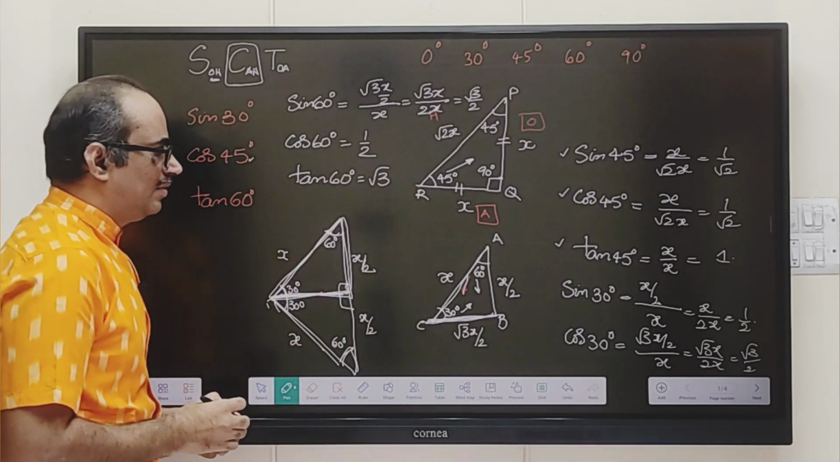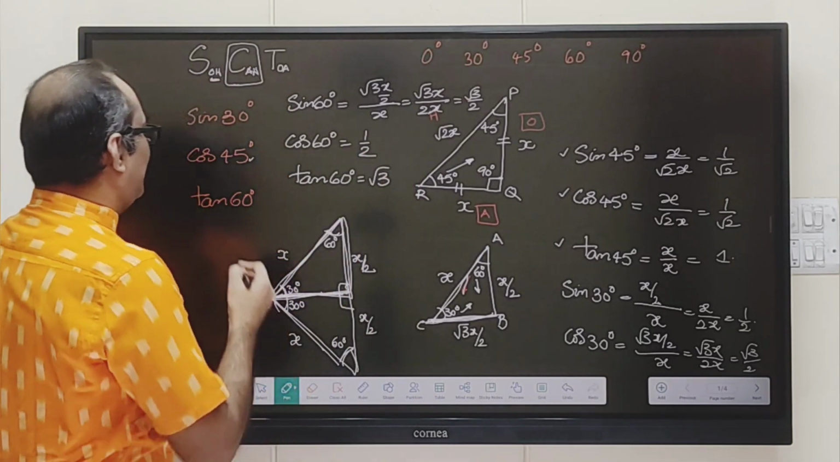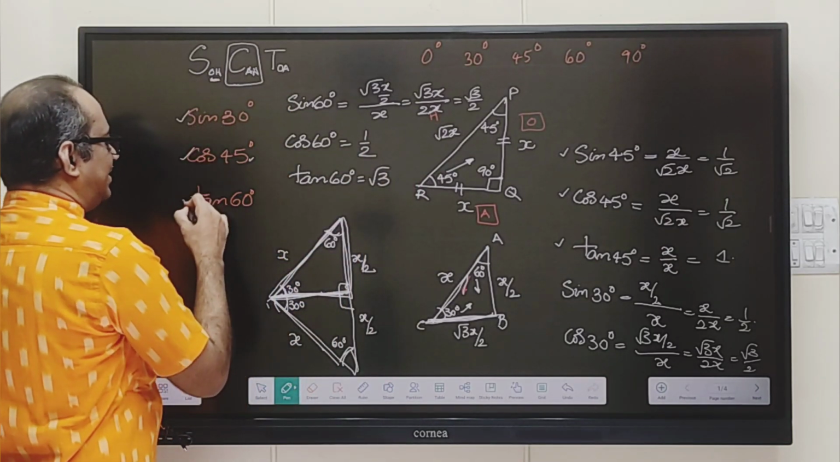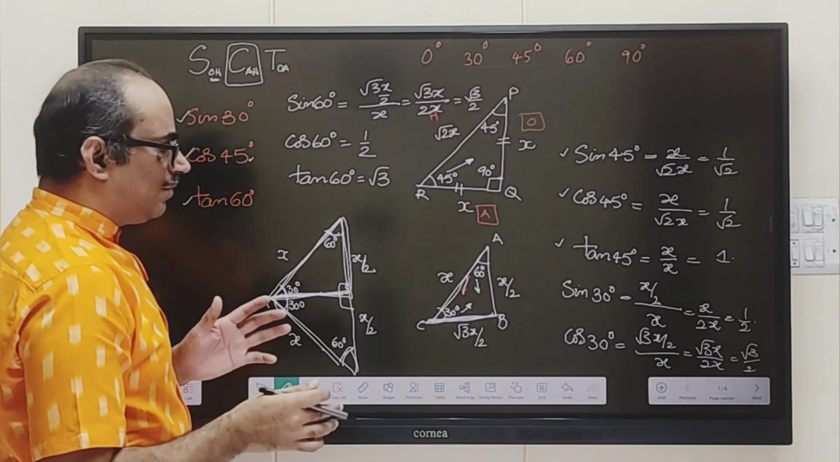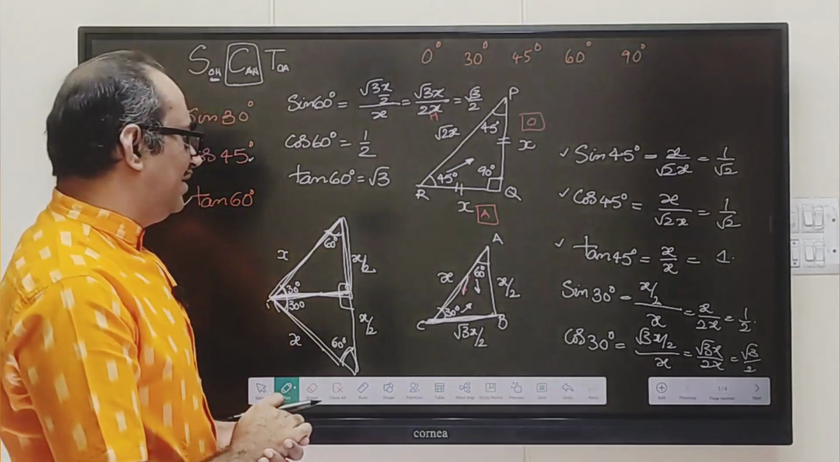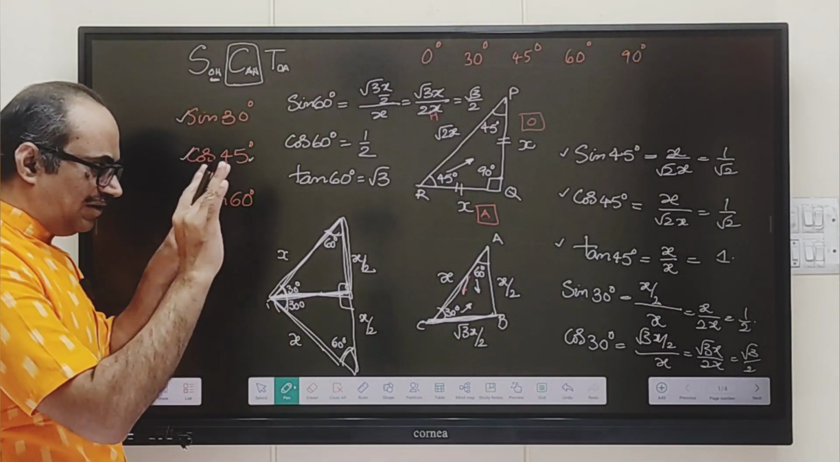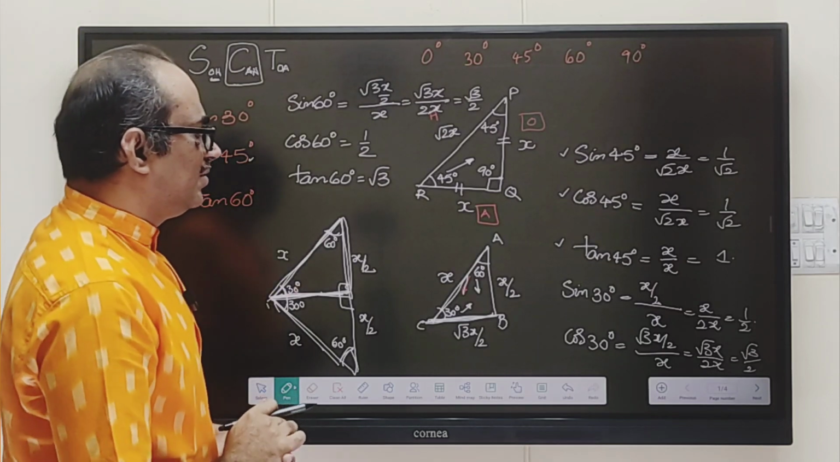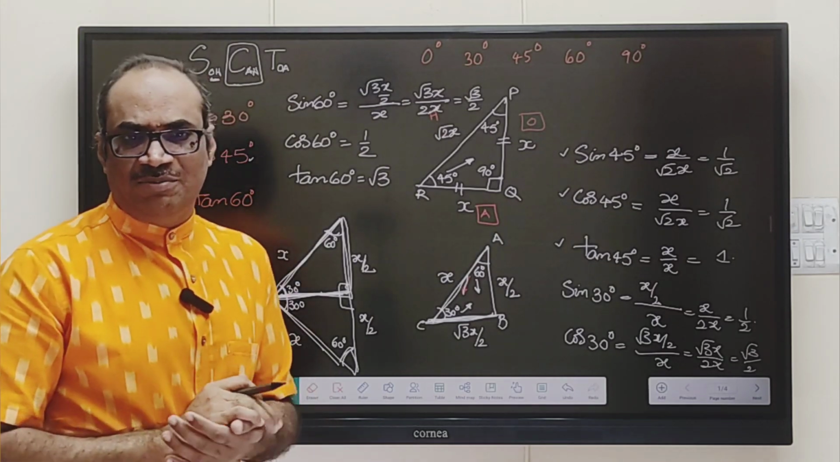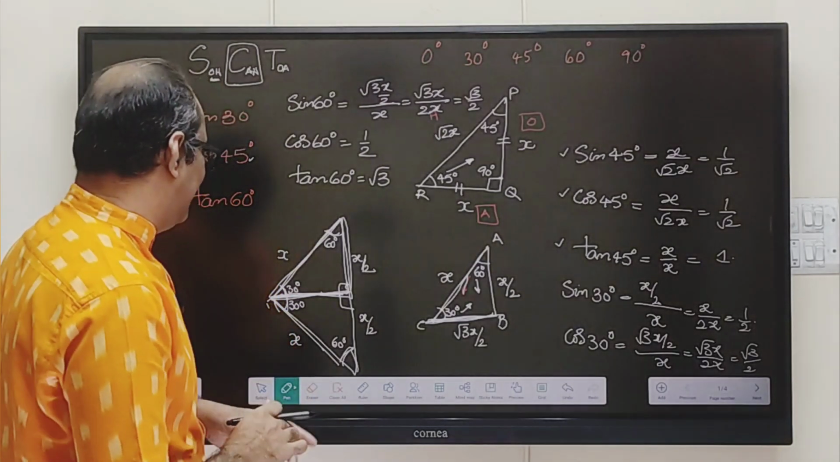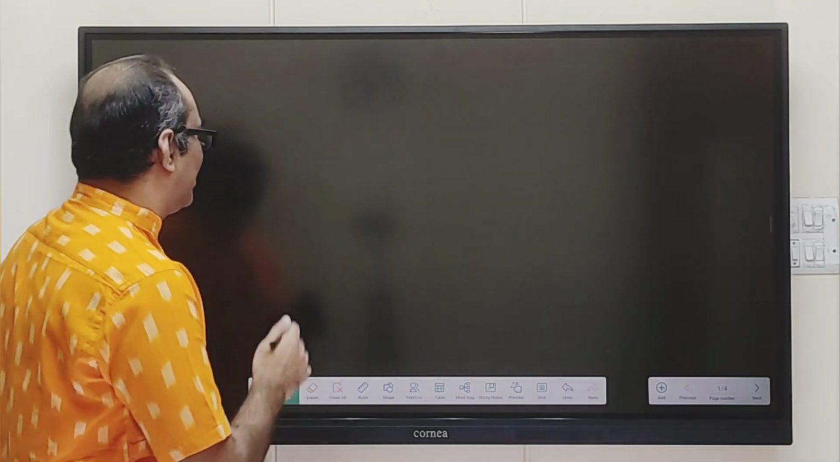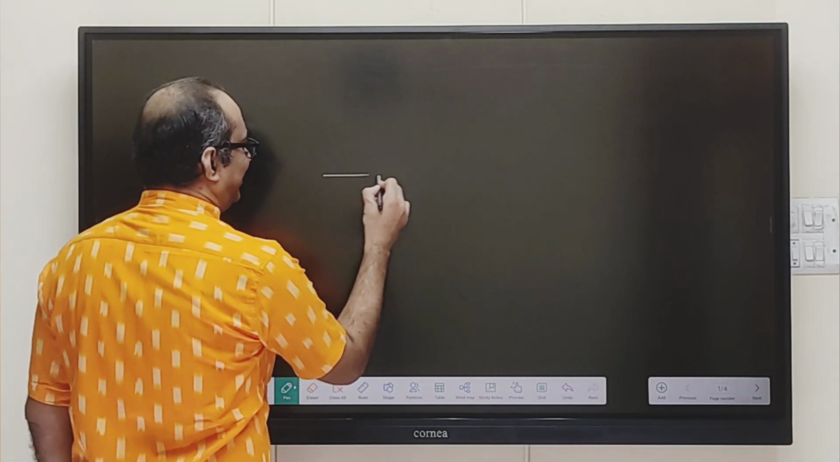That is how basically we can find out the values for 30 degrees, 45 degrees and 60 degrees. Now what about 0 degrees and 90 degrees? Let's understand that also. Then we will get the table in place so that when you solve the problems, you remember the table, then it will be very easy for you. Let us talk about now 0 degrees and 90 degrees.